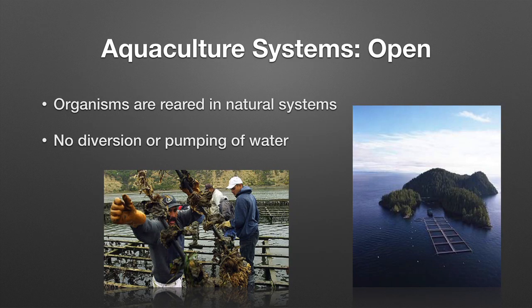Open systems are when organisms are reared in natural systems where there's no diversion or pumping of water. This typically happens in ocean type environments. Often oysters, bivalves, and mussels are cultured in either rafts or in longline systems, and salmon are cultured in net pens throughout several different areas throughout the world, and often in fjords or in protected areas in ocean environments.